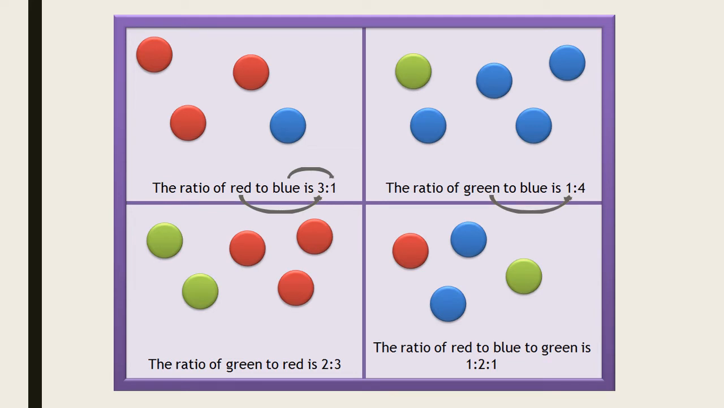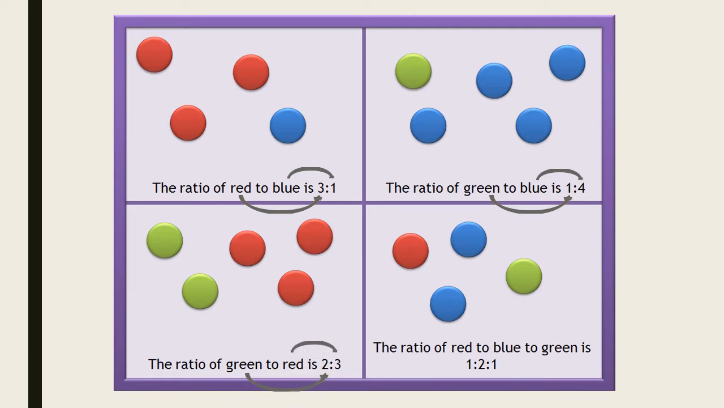The ratio of green to blue is 1 to 4. Again, you can see that because green was mentioned first, and there's only one green, 1 must come first, and blue was mentioned second, so therefore the number comes second, and so on and so forth.